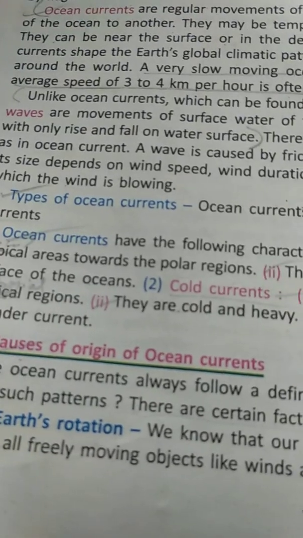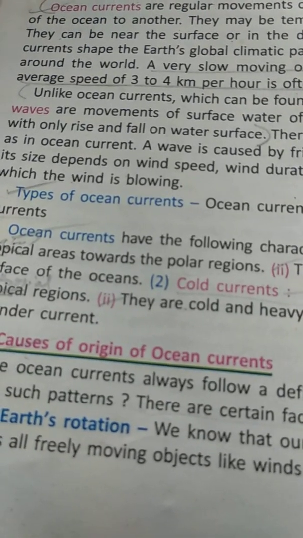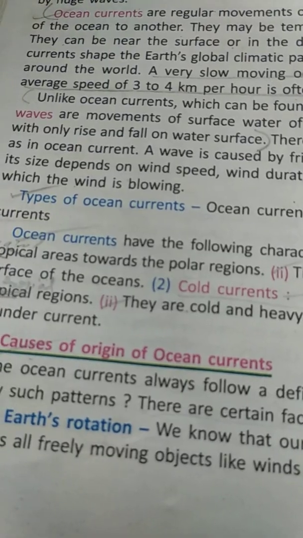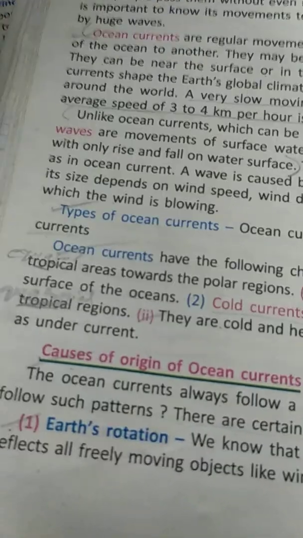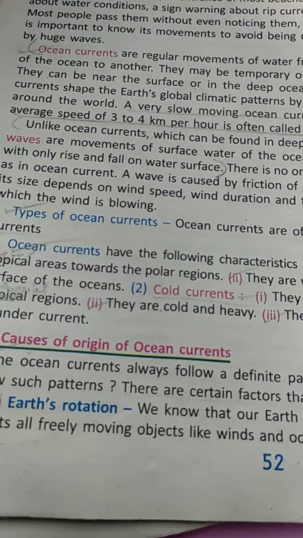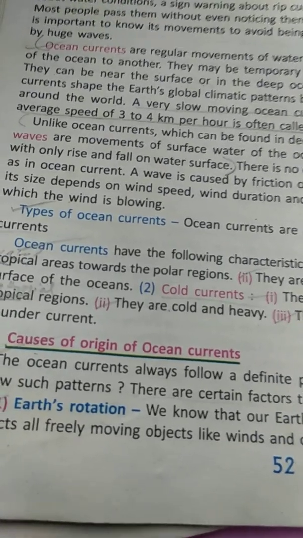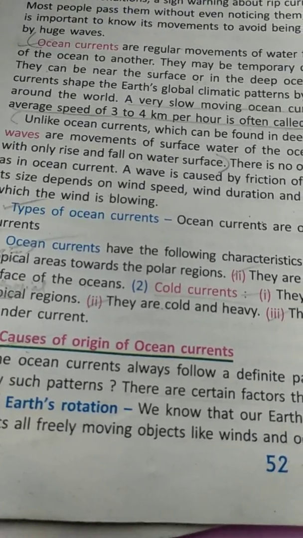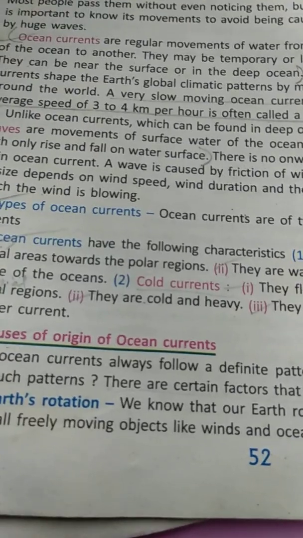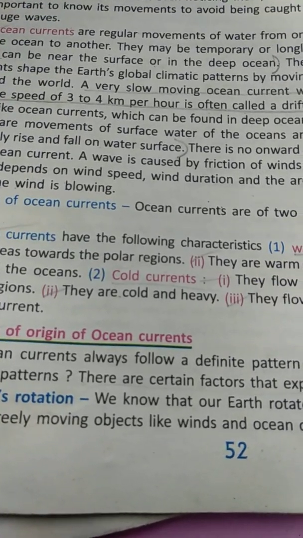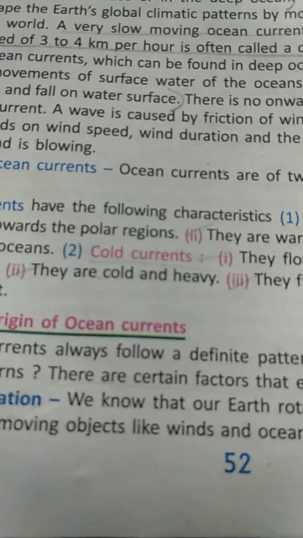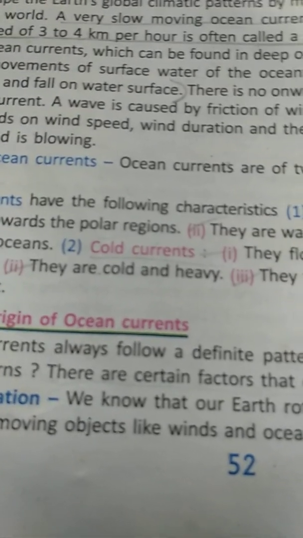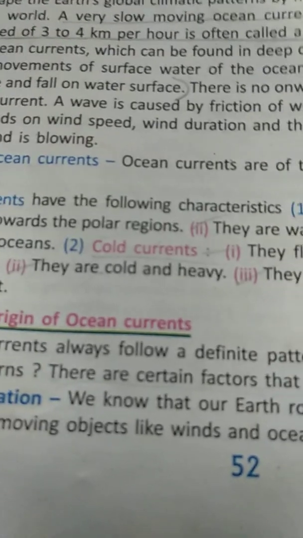Now, how is the Earth's rotation responsible? Earth rotates from west to east. Due to this rotation, all freely moving objects like wind and ocean currents are deflected. I have shown you in the class how the wind is deflected. In the same way, the ocean current is deflected in a clockwise direction in the northern hemisphere and in an anti-clockwise direction, that is, to the left, in the southern hemisphere.